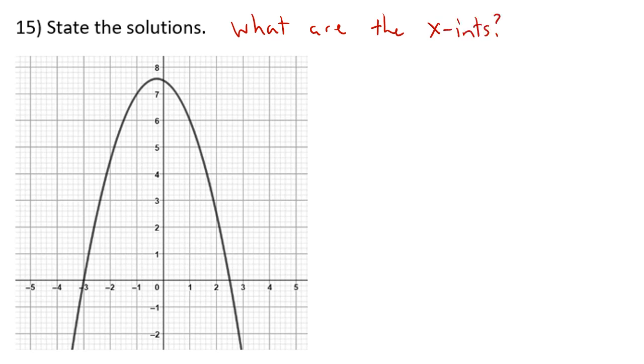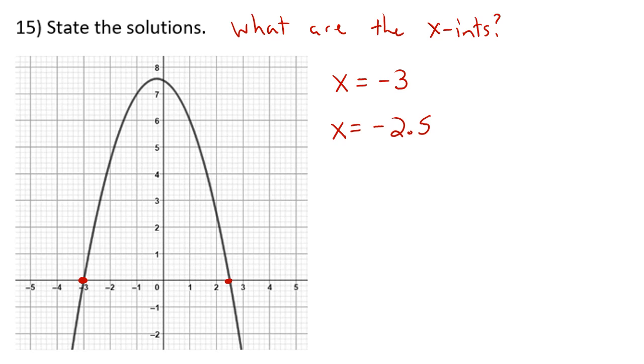So if we look here, we see the graph touches the x-axis right here at -3, and this one is right between -3 and -2. So that's -2.5. So our two answers are x equals -3 and x equals -2.5. Those are the x-intercepts. Those are the solutions to the quadratics.